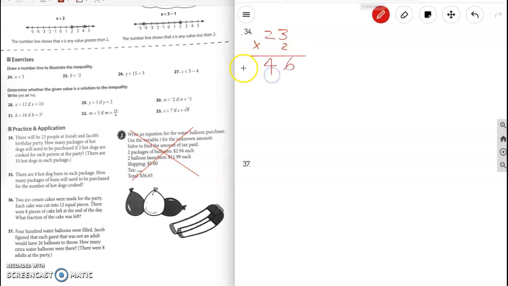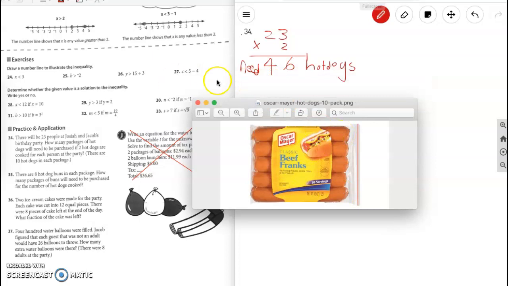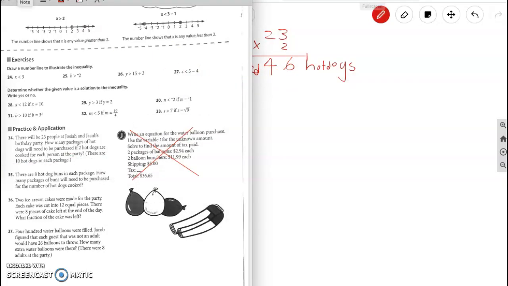We need 46 hot dogs. Okay, and there are 10 hot dogs in each package. So how many packages should we buy so we have enough? How do we figure that out, boys and girls? What do you think?